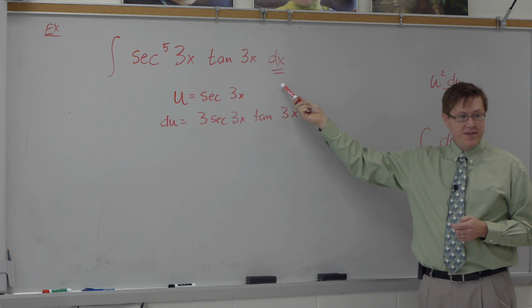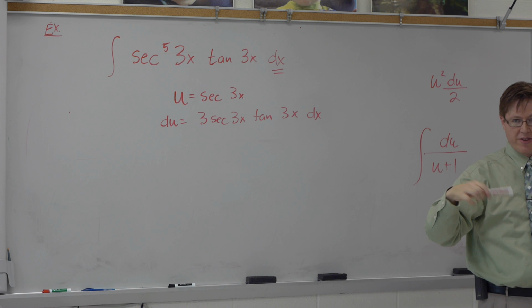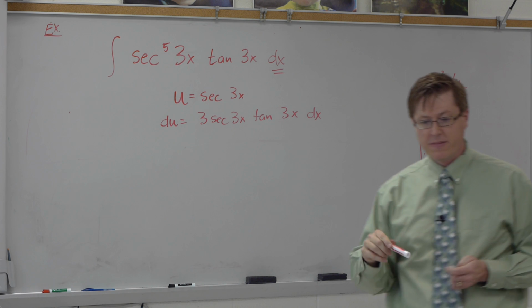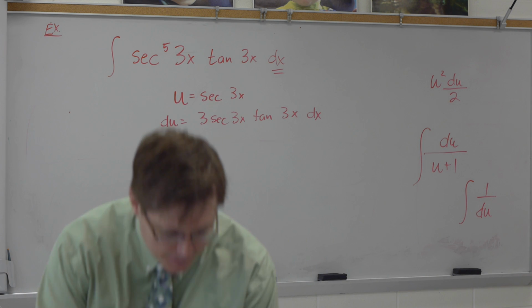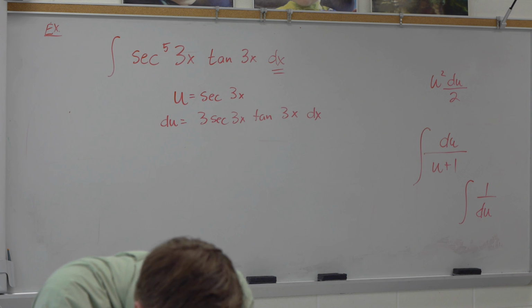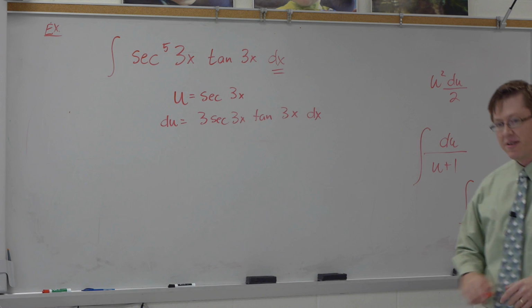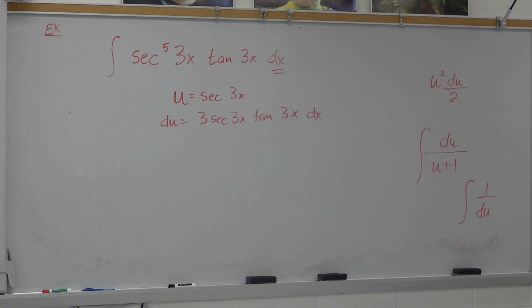If you let u be secant 3x, then du is 3 secant 3x tan 3x. Do I need to put a 1/3 here? Yep. And can I just leave it there? No, make it over 15.